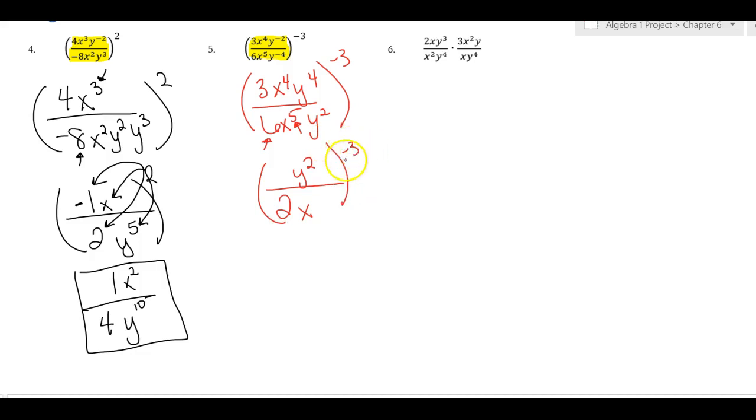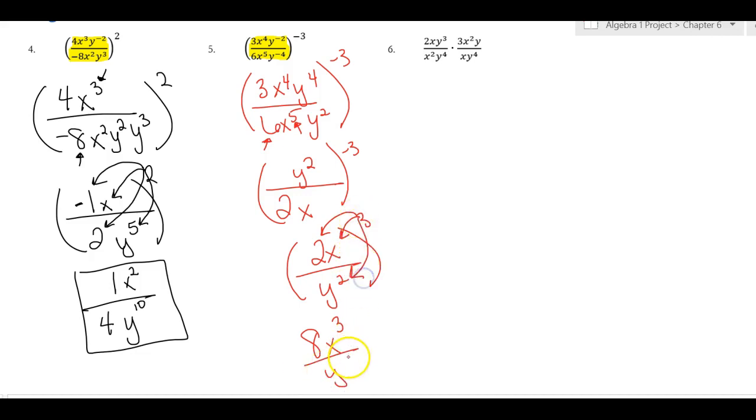Now, if you notice I'm bringing this to the negative 3, that means this whole thing is flipping. So I'm going to get the 2x on top, the y squared on the bottom. That takes care of the negative. Now I just take the 3 everywhere. So 2 to the third is 8 because it's 2 times 2 times 2 again. So it's 8x to the third over y to the 6th. So when you have a negative exponent out here, I flip the whole thing and then I distribute the exponent.